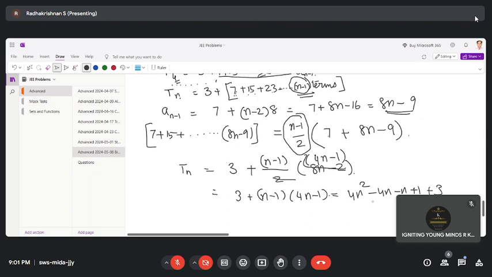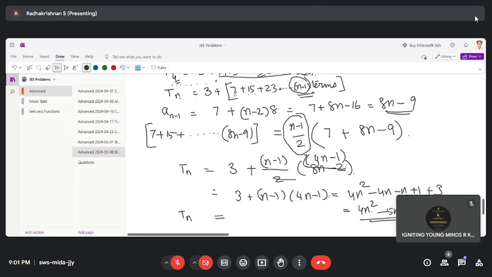Correct. 4n square minus 4n minus n plus 3. So that means 4n square minus 5n plus 4. This is your Tn in terms of n. Okay, Tn equal to 4n square minus 5n plus 4.